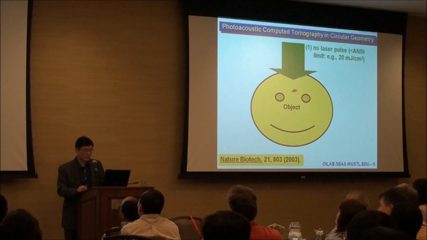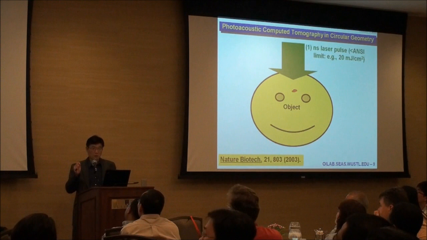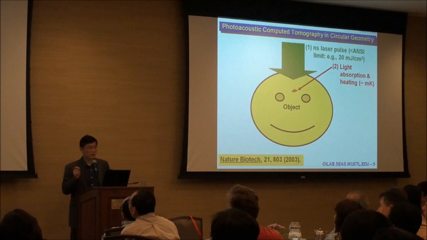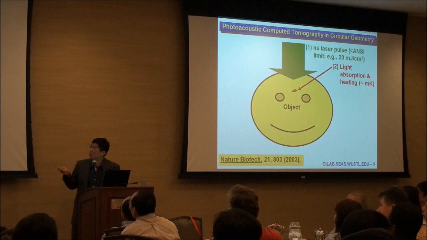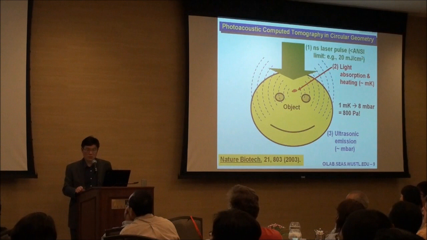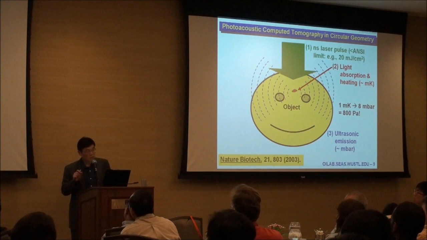So the key concept is you allow the photons to scatter, because that's the only way to penetrate deep into biological tissue. But here, any photons are useful photons. In ballistic imaging, you reject all the scattered photons, you keep the ballistic or unscattered photons. Here you allow photons to scatter. Any light absorption will generate heating. For every millidegree of temperature rise, you can expect roughly 8 millibars of pressure. And this is really great news because the sound propagation is very transparent. So by detecting the sound, we can get a very good image.